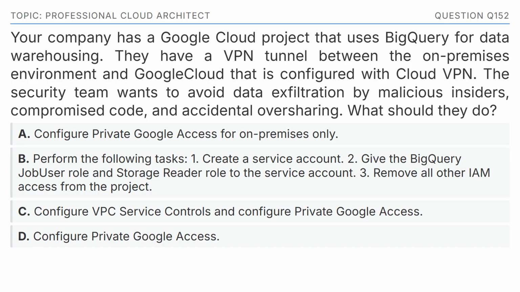Option B, perform the following tasks. 1. Create a service account. 2. Give the BigQuery Job User role and Storage Reader role to the service account. 3. Remove all other IAM access from the project. Option C, configure VPC Service Controls and configure Private Google Access. Option D, configure Private Google Access.